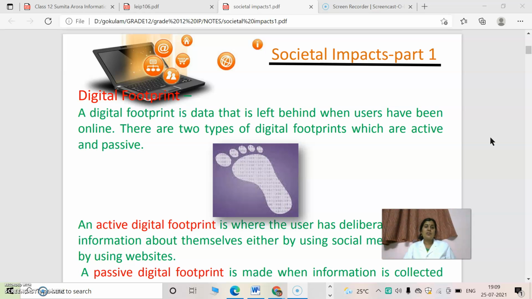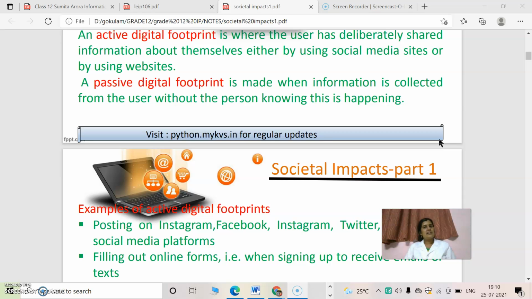There are two types of digital footprints: active and passive. Active digital footprints are made by us. Suppose I am sharing some data on the internet or on Facebook, and I am not controlling who can view this data, then any user or the public can easily access my data. So this is an active digital footprint.